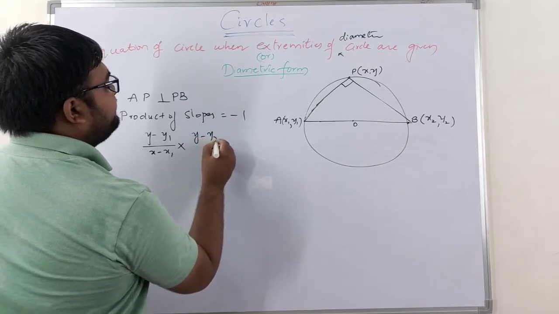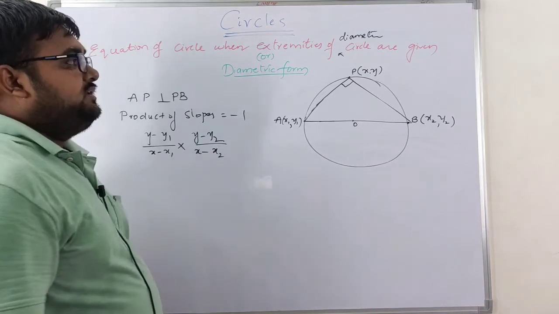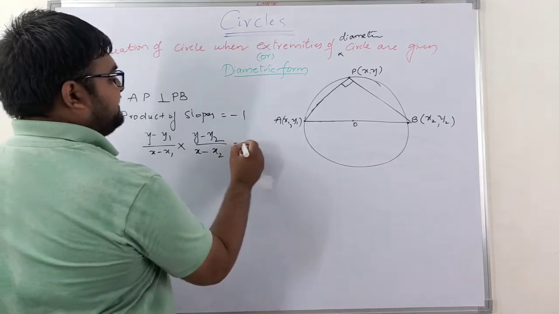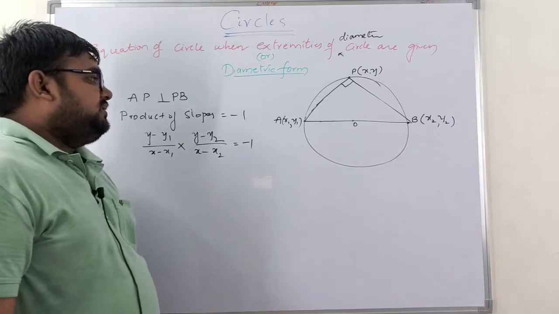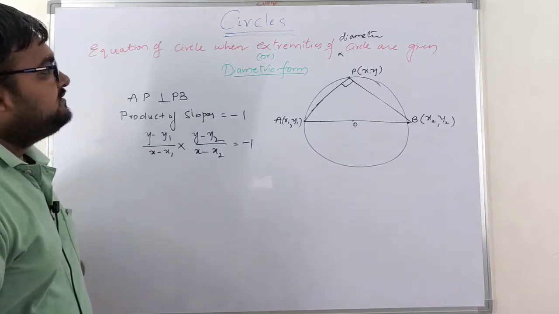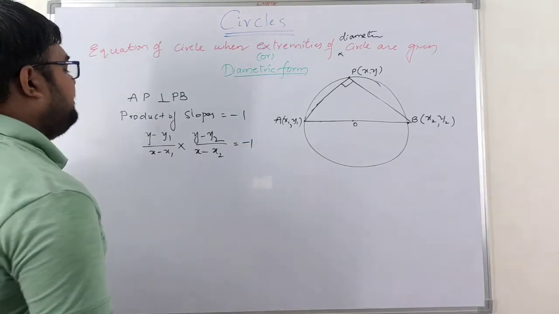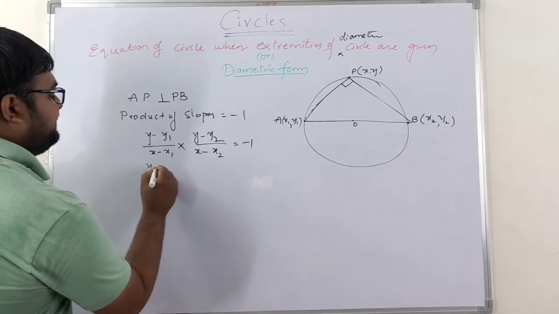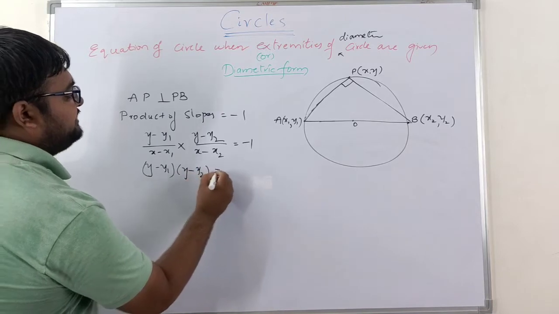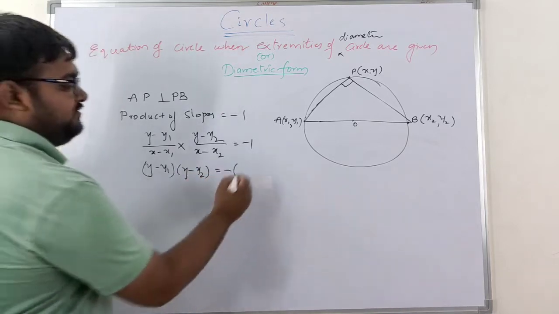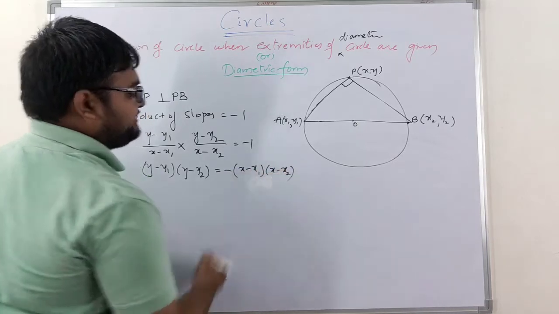So (y minus y1) by (x minus x1) into (y minus y2) by (x minus x2), which is nothing but equal to -1. Now from this what I can say, I can cross multiply. So what I am going to get is (y minus y1) into (y minus y2) is equal to minus of (x minus x1) into (x minus x2).